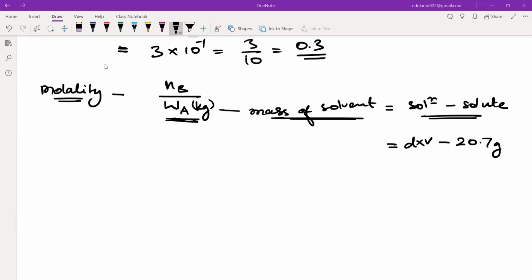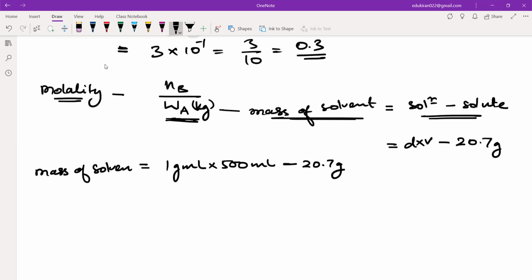Okay. So you will calculate mass of solvent. It is equal to density, which is 1 gram per ml, into 500, that is the volume in ml, minus 20.7 gram. Ml and ml will get cancelled. You will get 500 grams minus 20.7 grams. This will be equal to 479.3 grams. Okay. So this is the mass of solvent.